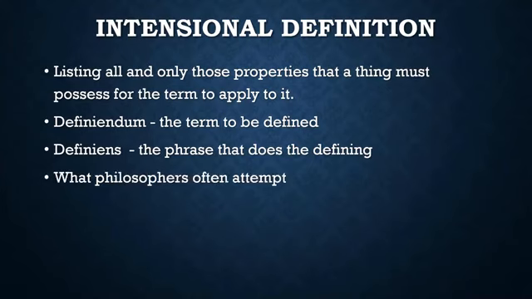But again, as I said, this is what philosophers often attempt. So when we explore ideas like free will or justice, we are trying to find that definition that applies perfectly, right? That all and only the properties that the things possess has it.